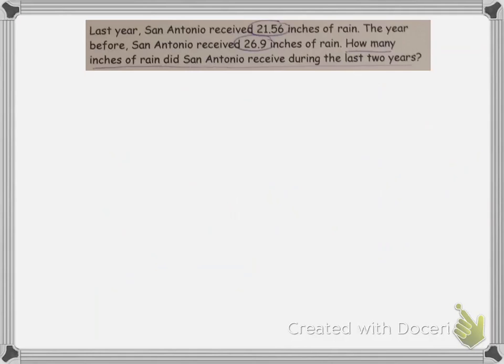The year before, San Antonio received 26.9 inches of rain. How many inches of rain did San Antonio receive during the last 2 years? So I'm going to highlight my question first. How many inches of rain did San Antonio receive during the last 2 years? And then if there is any important information in the question, I want to go ahead and circle it.